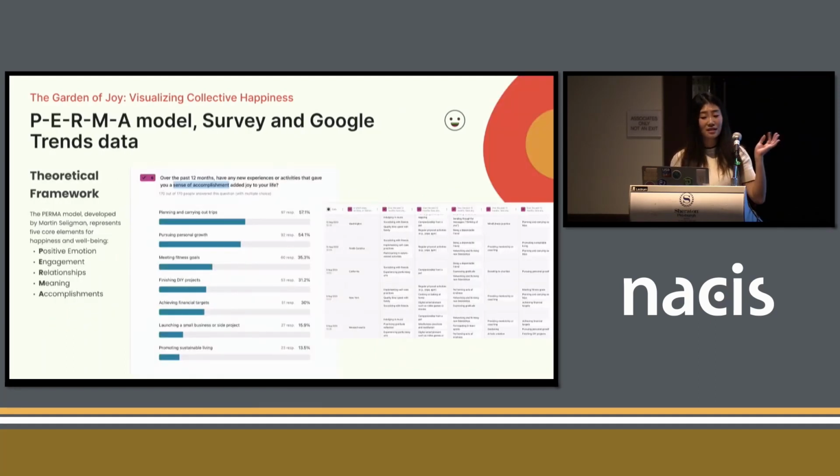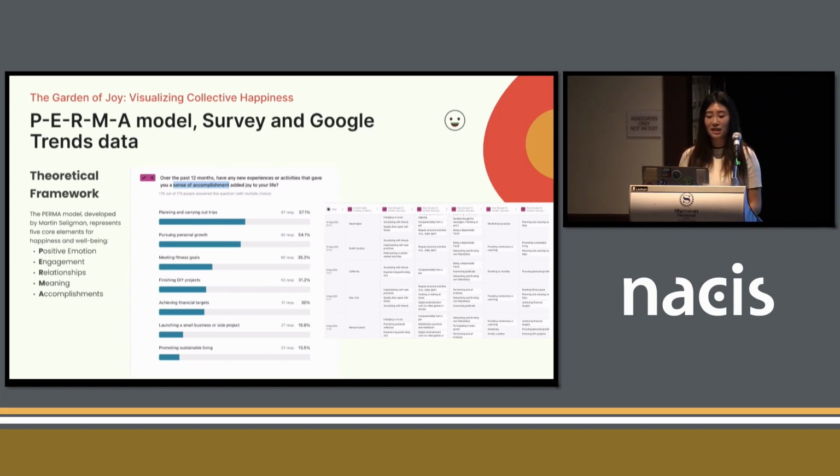So the theoretical framework for this project is based on the PERMA, P-E-R-M-A model, which represents 5 core elements of happiness and well-being. They are positive emotion, engagement, relationship, meaning, and accomplishment. So for this project, I chose the United States as a focal point to explore how happiness values differ by regions within the United States.